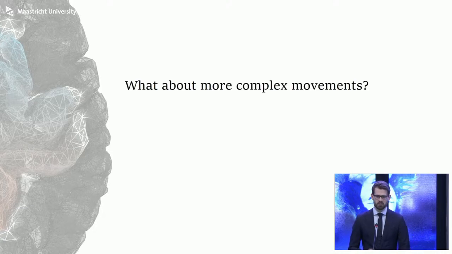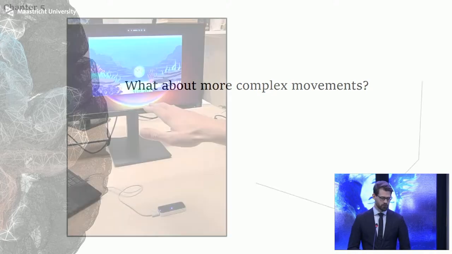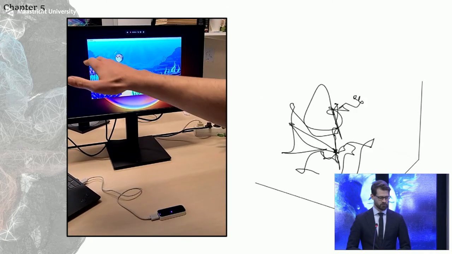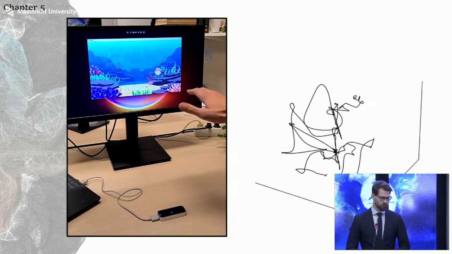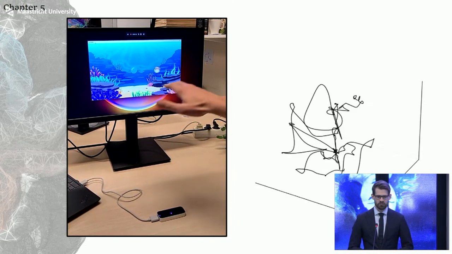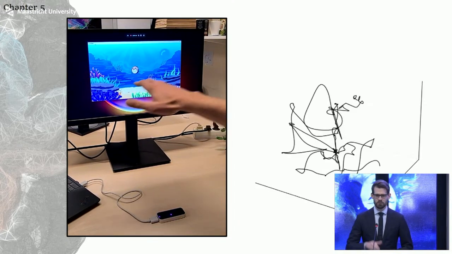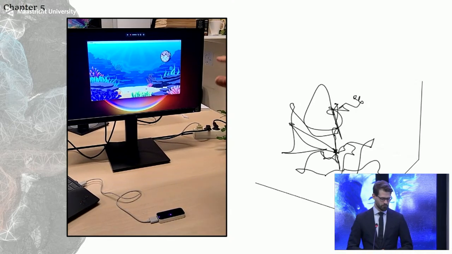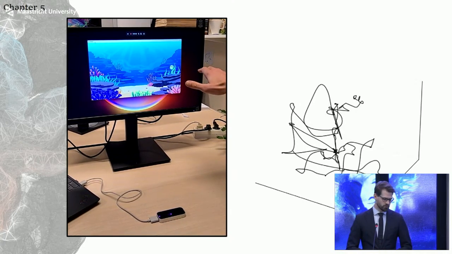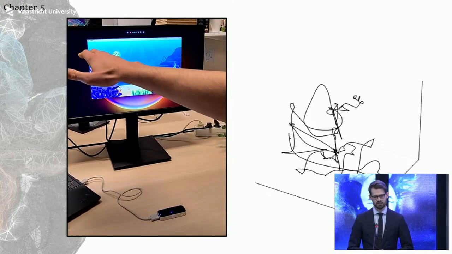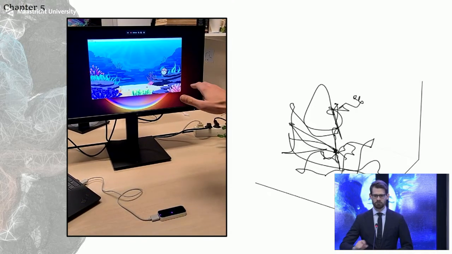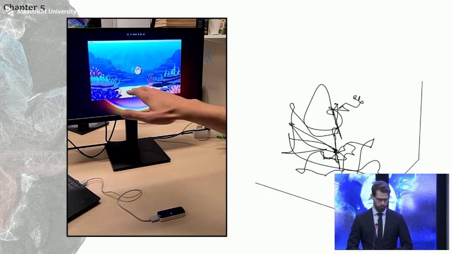But this is a very simple experiment. We just said someone moved or didn't move. So what about more complex movement? So I made a new experiment where you continuously track the hand in 3D space. On the left, you see our experiment where the participant controls a fish in the water and they need to pop the bubbles by moving the fish to the bubble. And the black rectangular square at the bottom continuously tracks the motion of the hands. And on the right, you see a graphical representation of the trajectory of the hand.